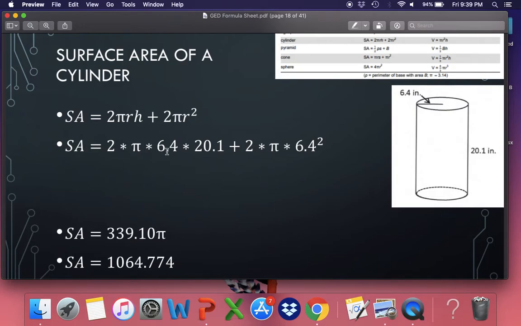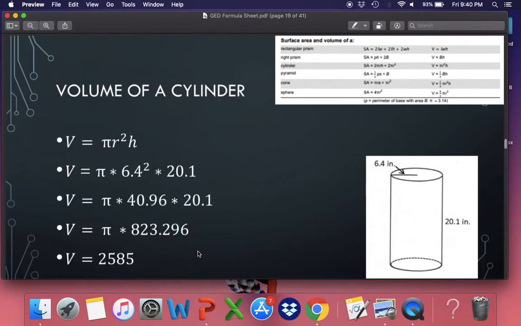Twice times pi times the radius, which is 6.4, times the height, which is 20.1, plus twice times pi, 2 pi, times the radius squared, 6.4 squared. So when I add them all up, I'll get 339.10 pi, and 339.10 pi times pi will give you 1065, roughly.